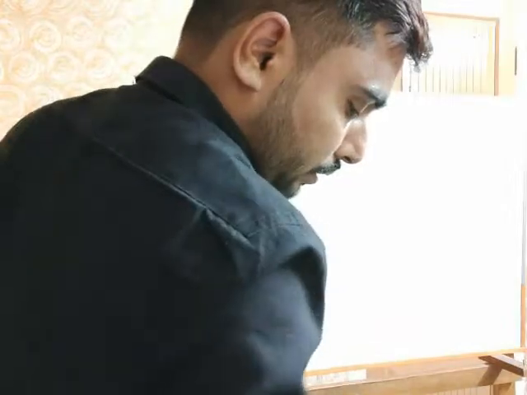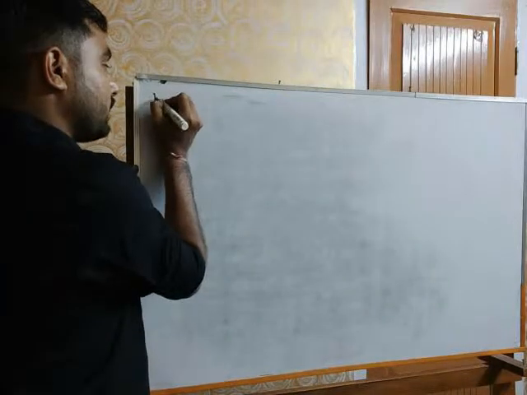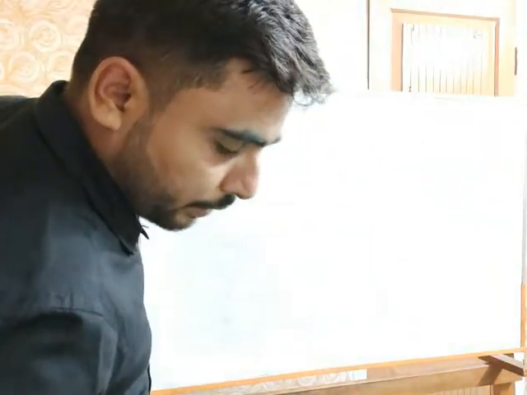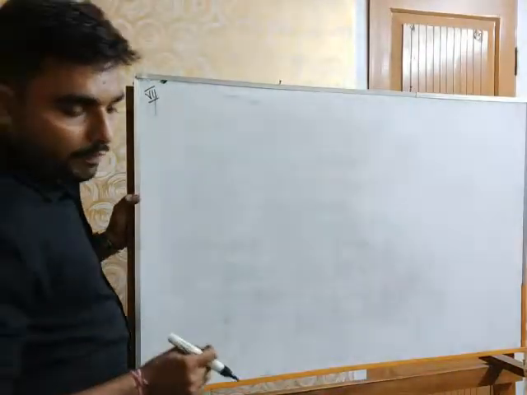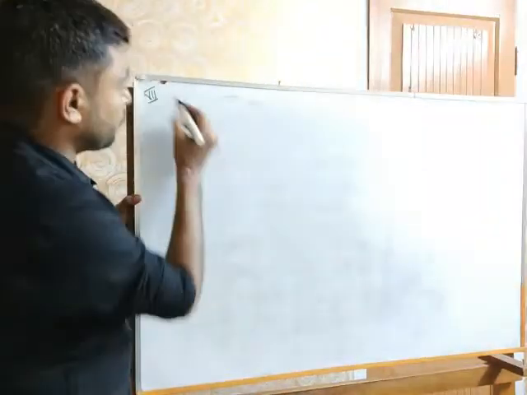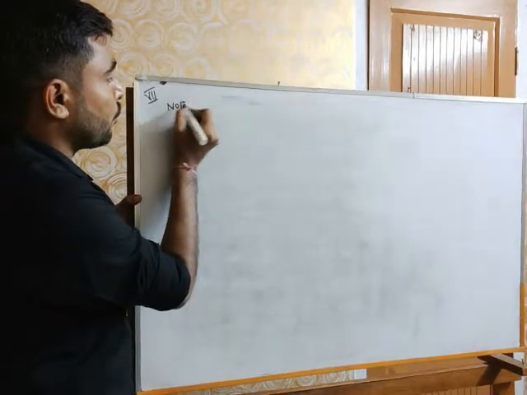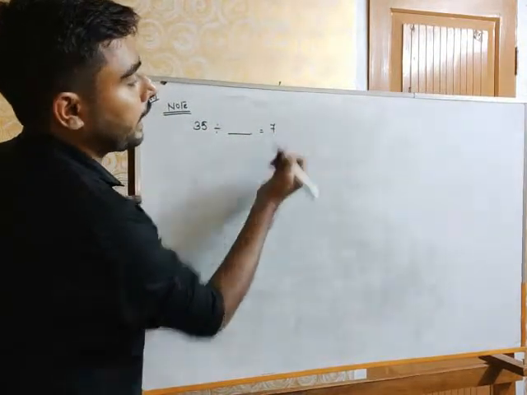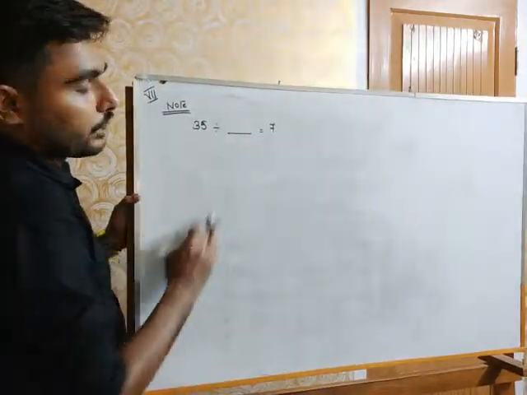Okay. What does the question say? By which decimal number should this be divided to get this? So for this, you need to write a note. Suppose by what number 35 should be divided to get 7? Okay, I don't know this number.